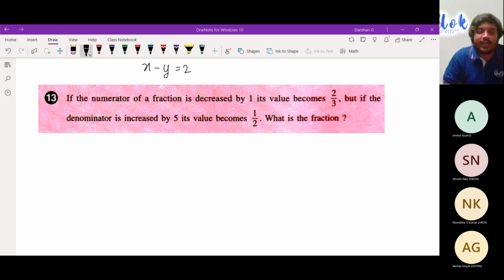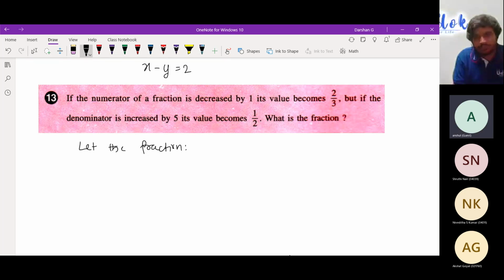So first of all, take a fraction. So what is the fraction? Let the fraction be... Anshul, what are you taking the fraction as? Sir, x by y. Okay. So what will be the equation, Nivedita, for the first case?